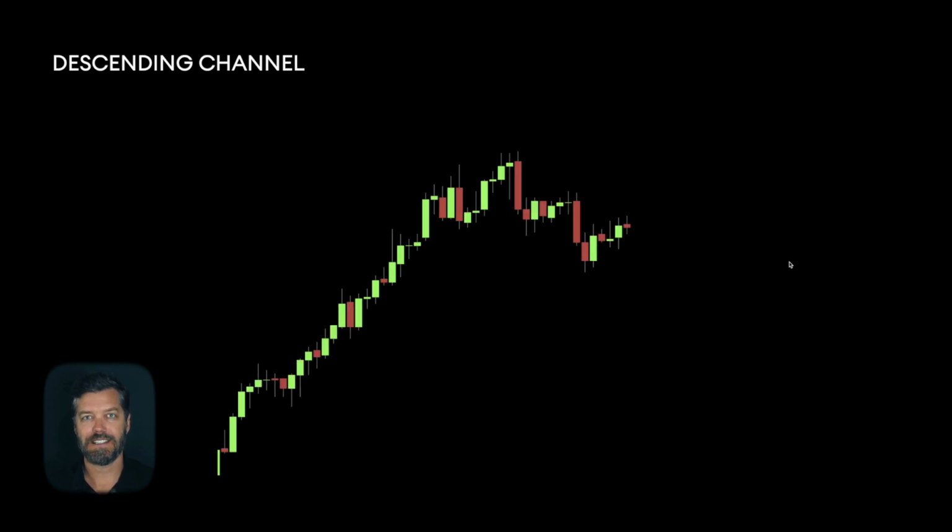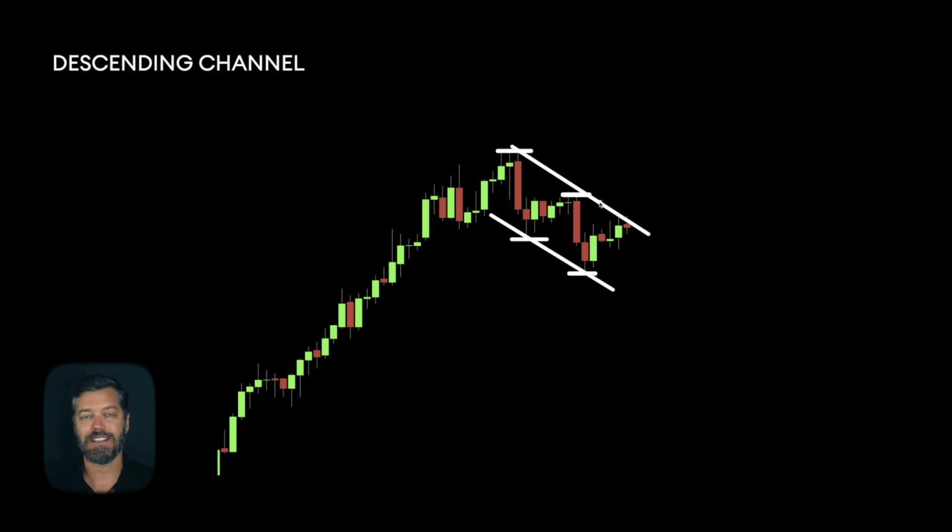Next, we have the descending channel. Here, the top side forms lower highs and the bottom side forms lower lows, creating 2 downward sloping, parallel trend lines. The price moves within this channel, gradually making lower highs and lower lows.